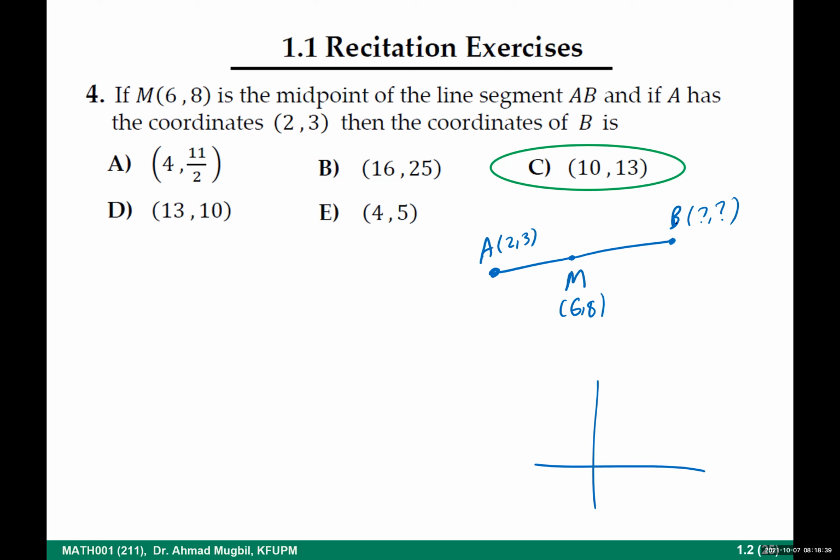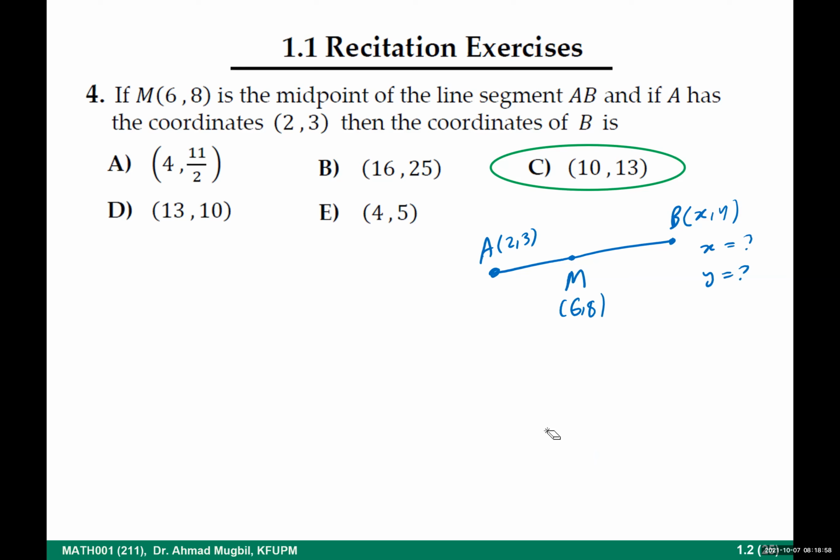Now, this means that you need to know the X coordinate and the Y coordinate of the point B. Since they are unknown, let's call them X and Y. Now, the question will be: what is X? And what is Y? This is the idea.